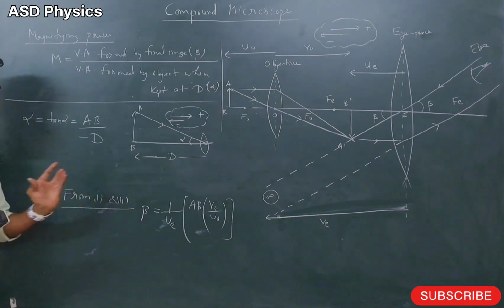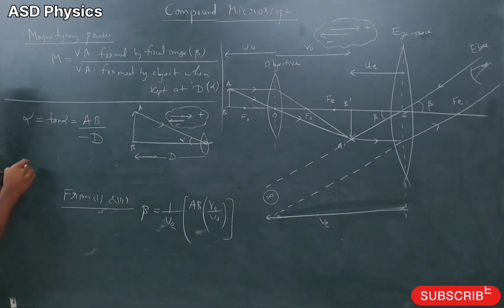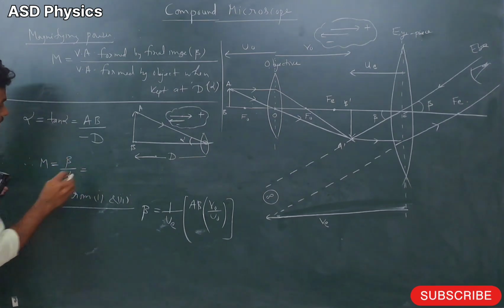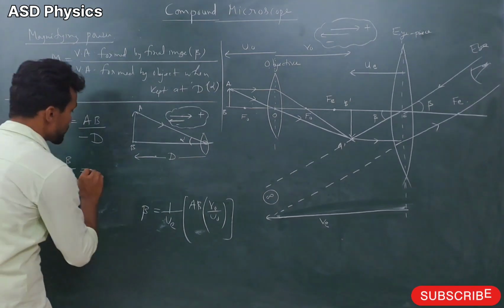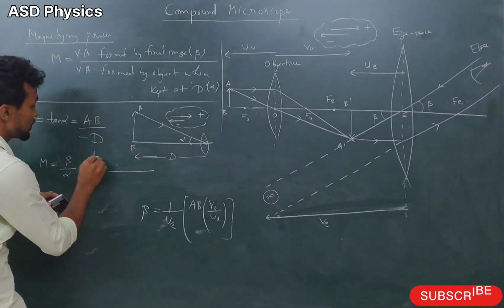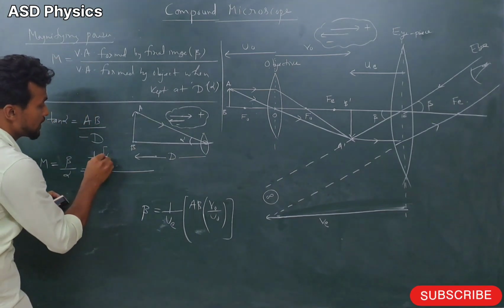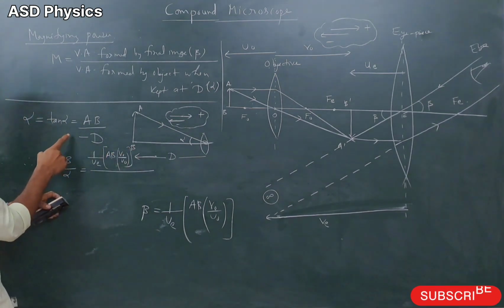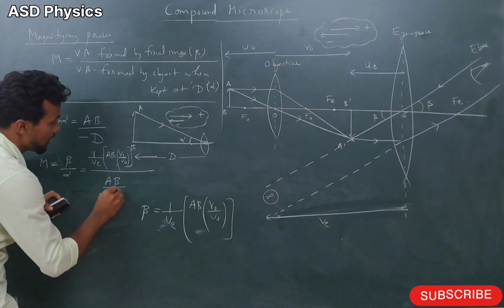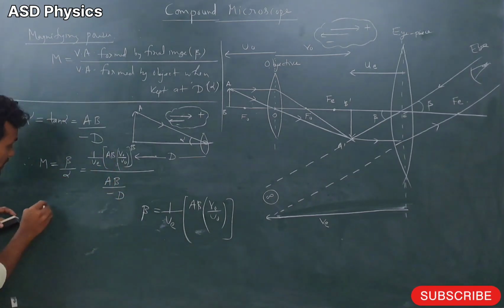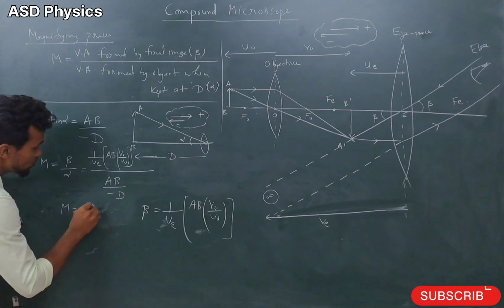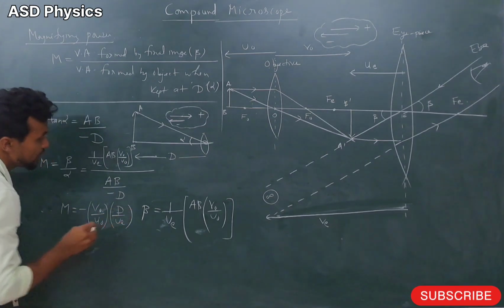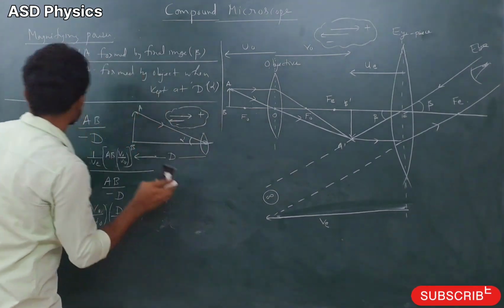So we know alpha, we know beta, now we can calculate the magnification. So my dear students, the magnification is given by beta by alpha. So I will put the values of beta and alpha. Beta here is 1 by UE times AB V0 by U0, and alpha is AB by minus D. Is it clear my dear students? So from here the magnification formula comes: minus V0 by U0 into D by UE. Okay my dear students, now after that I can rough all these things.